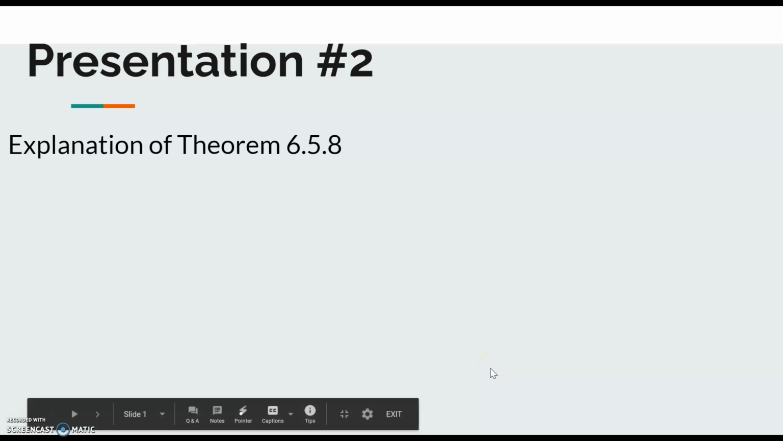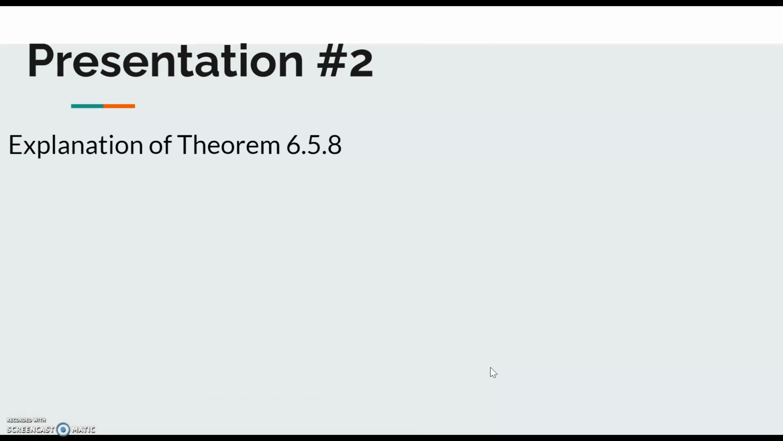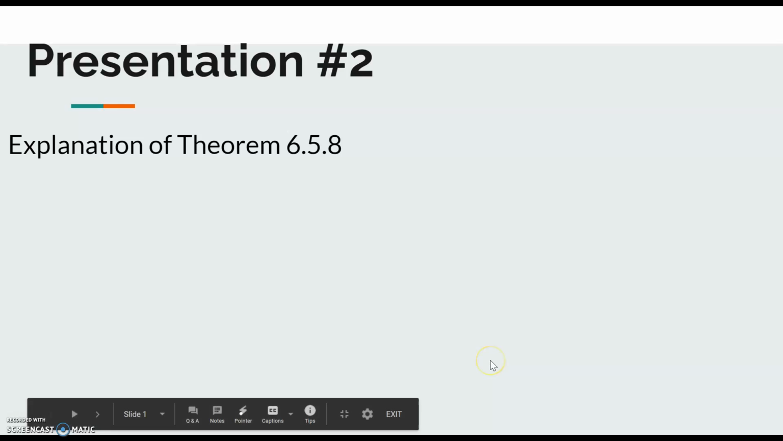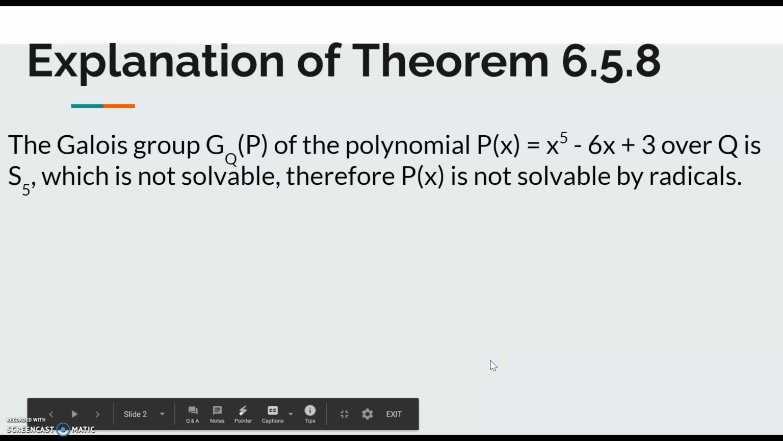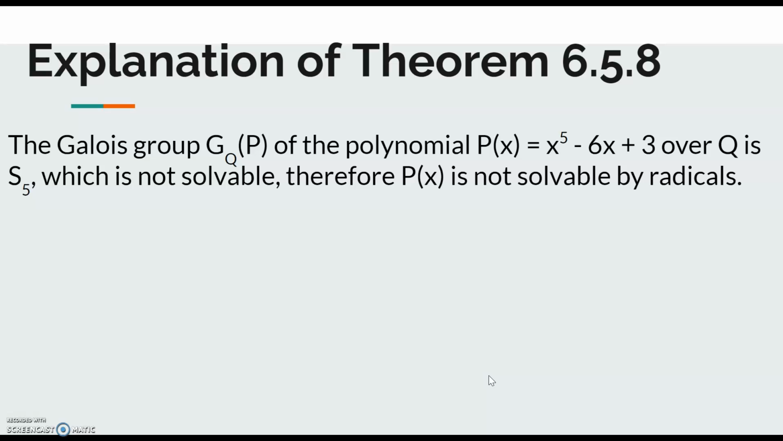I chose to explain Theorem 6.5.8. So, what is Theorem 6.5.8? In our notes, it said that the Galois group of the polynomial p of x, which is x to the fifth minus 6x plus 3 over Q, is S5, which is not solvable, and therefore implies that p of x is not solvable by radicals.